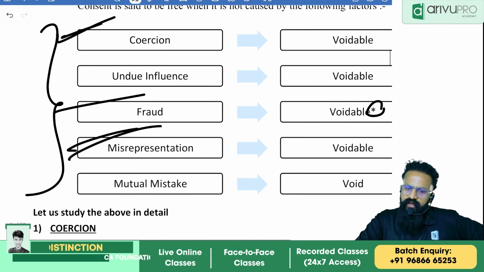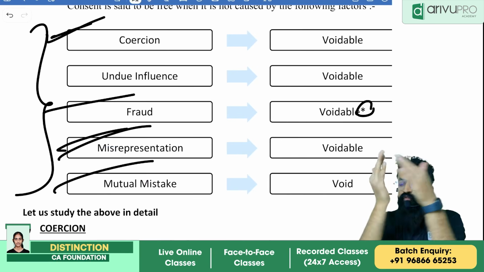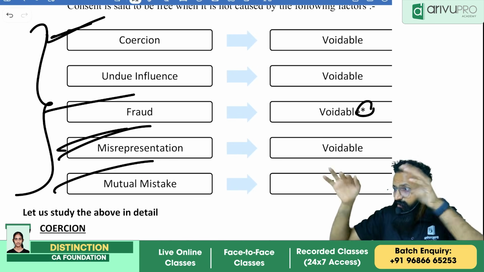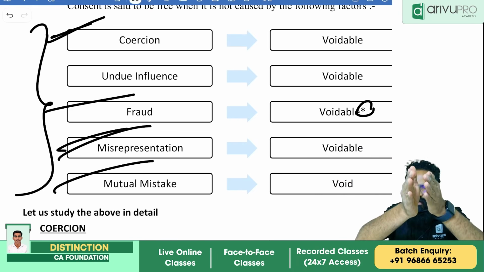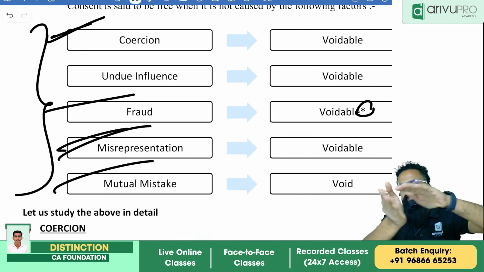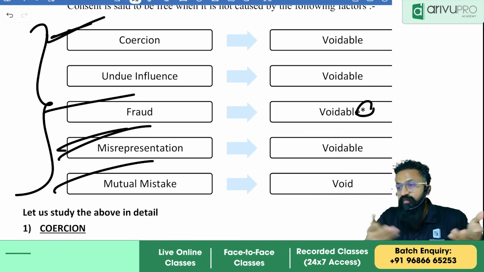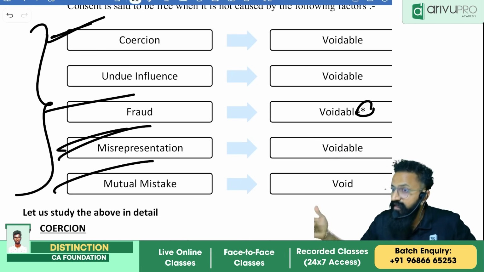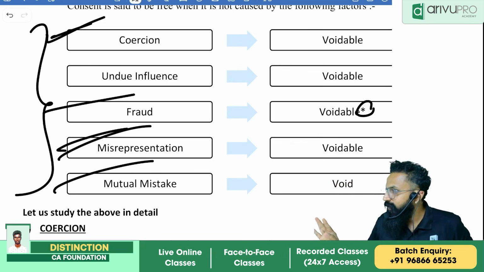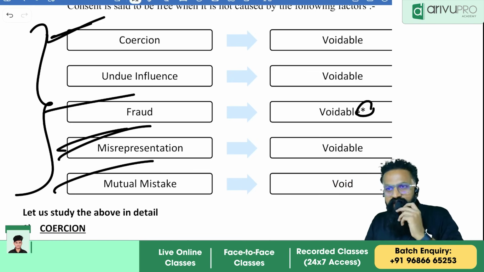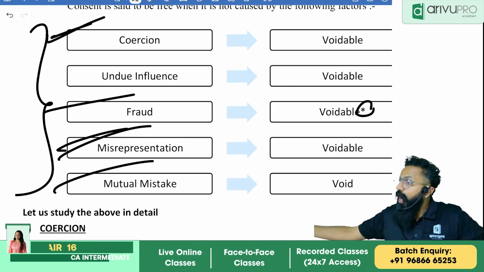Next one is mutual mistake. Remember, mistake can be of two types: mistake of law and mistake of fact. Try to remember what you have written only. Mistake of law can be further classified into two: mistake of Indian law and mistake of foreign law. Mistake of Indian law will always be treated as a valid agreement. Who cares if you ignored it? In the eyes of the law, it is valid only. Next is mistake of foreign law. Mistake of foreign law is treated as mistake of fact, that is, you will treat it as void.